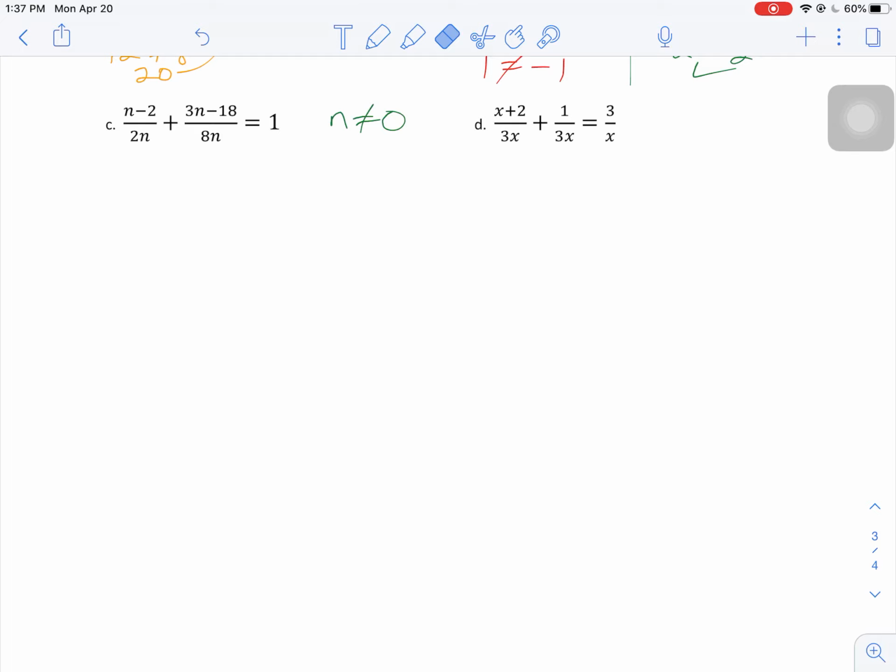For a least common denominator, we want to use the least common multiple of 2 and 8. So multiples of 2 are just counting by 2, and multiples of 8 are just counting by 8. So basically, least common denominator is going to be 8n, because the least common multiple of 2 and 8 is just 8. So now we're at the point where we want to multiply every term by the least common denominator. That way we'll be able to get rid of all the fractions. So I'm going to multiply everything by 8n.